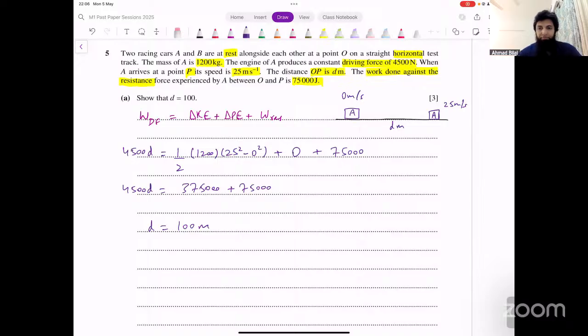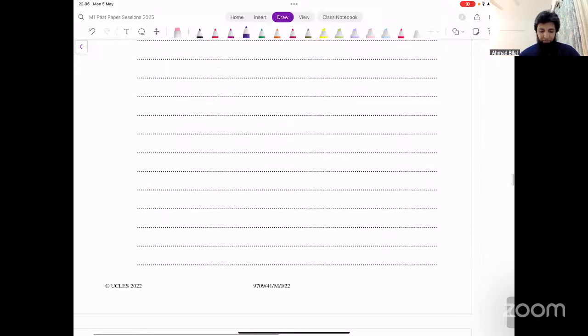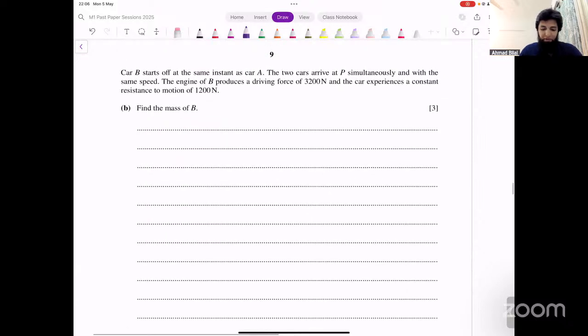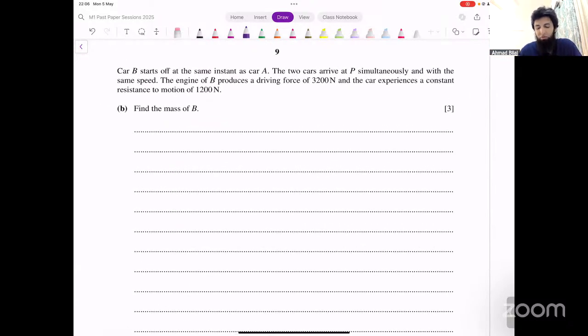Okay. All right, that's question number 5. Then it says car B starts off at the same instant as car A. The two cars arrive at P simultaneously and with the same speed. So they're starting at the same instant. They are ending at the same point as well. And it arrives at the same speed as well. Okay. The engine of B produces a driving force of 3,200 Newton and the car experiences a constant resistance to motion of 1,200 Newton. Find the mass of B.